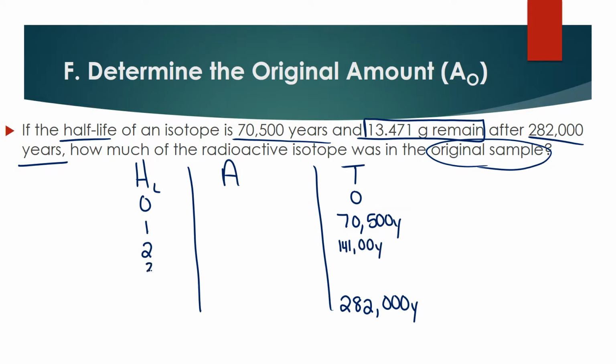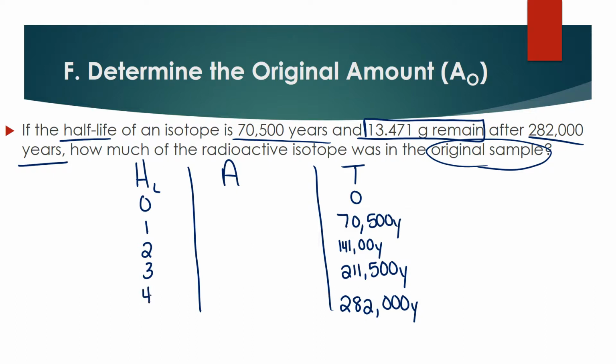For our third half-life to occur, it must have another 70,500 years go by. So again, you do not double this. One half-life is the 70,500. So that's what your time will increase by each time. So you get 211,500 years. If you add another 70,500, that gets you to your final time.